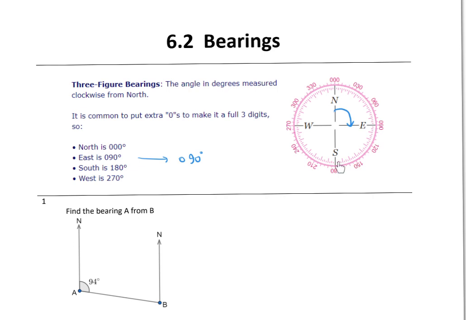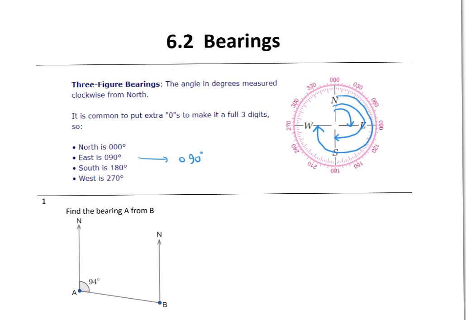The bearing for the south, start from the north, move clockwise till you reach the south, so 180. Bearing of west, start from the north, move clockwise till you reach the west, 270, and so on. So the bearing is the angle from the north clockwise. Write the angle in three figures. For example, if it's 50, so 050.